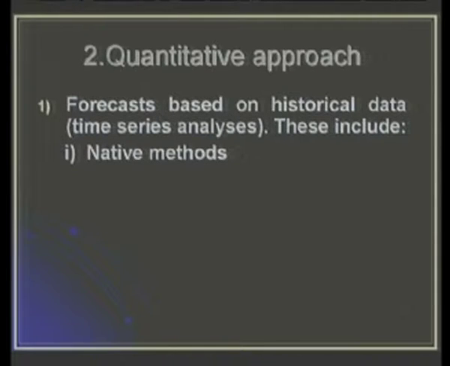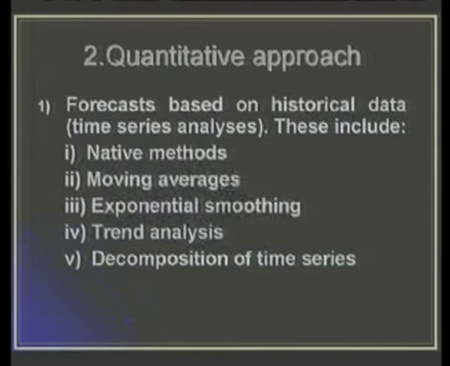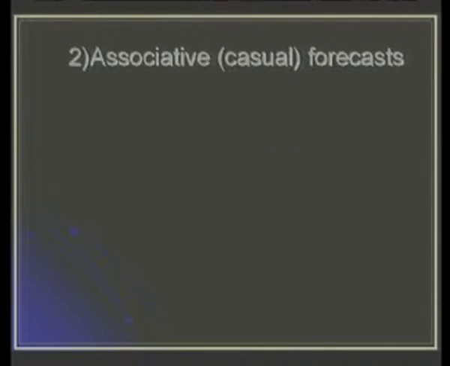It could be a naive method, it could be the moving averages, it could be exponential smoothing, it could be trend analysis, or it could be decomposition of time series, Box-Jenkins, and many other methods of course could be used. These are some of the ones very commonly used by not only researchers, we can say, actually the functional people also in the organizations.